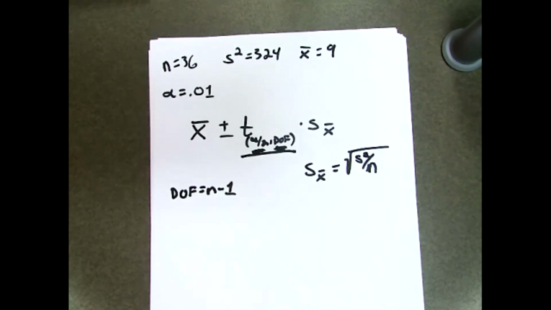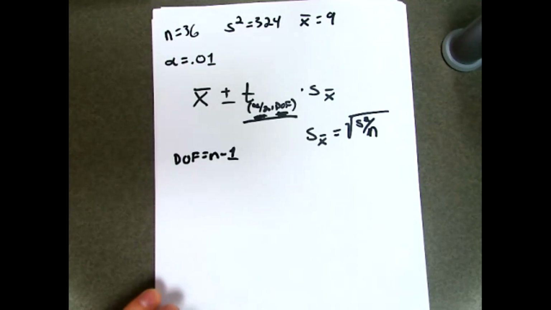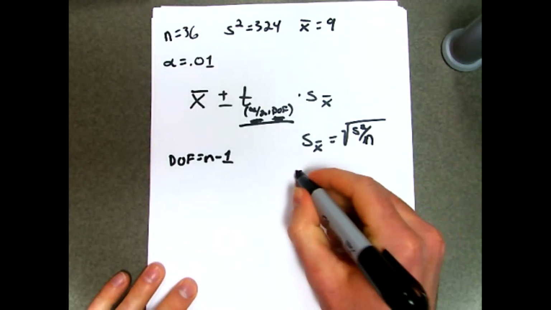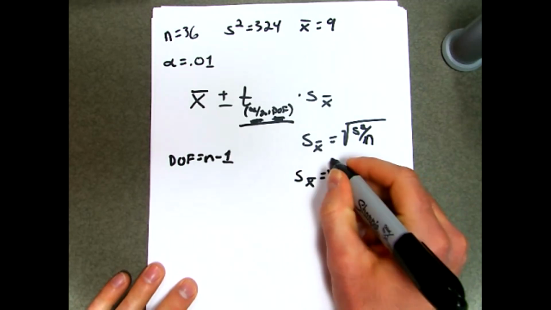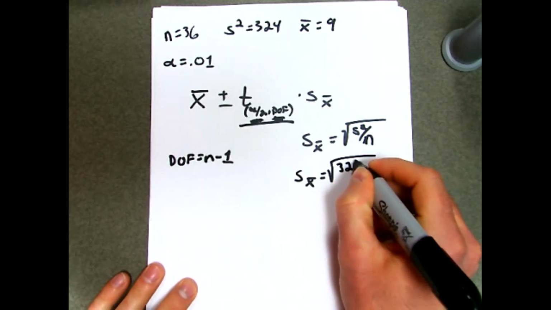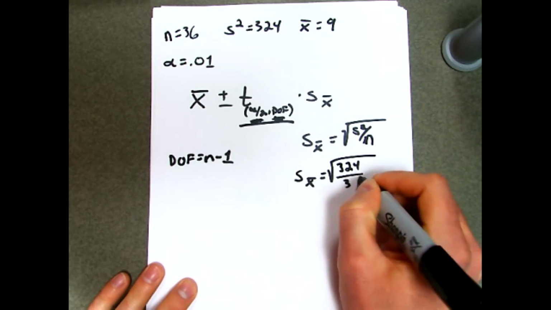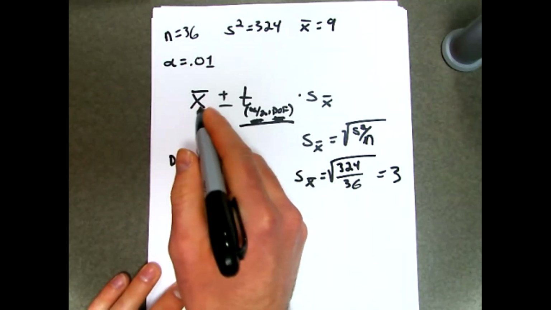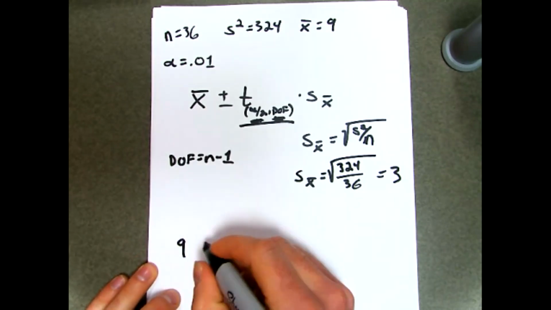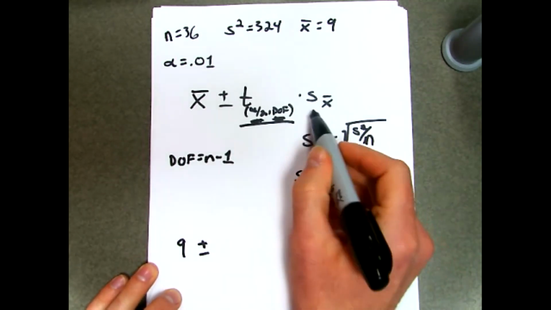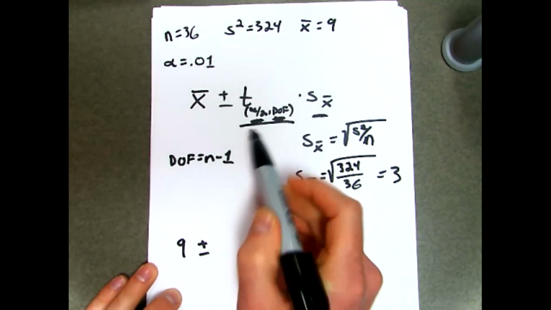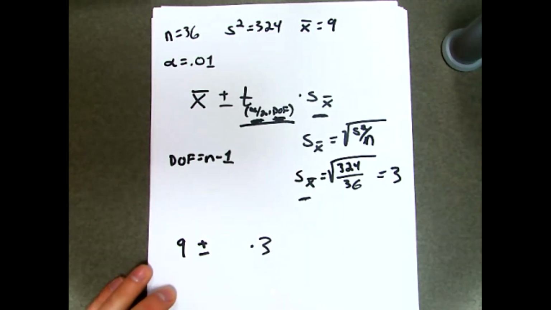Any questions before we continue with this? So we've really got everything we need. I could already do this intermediate calculation. So the square root of 324 over my sample size of 36. I think this works out to be 3. We've got our sample mean, so I could plug that in here. My standard deviation of my sample means I just calculated, which was 3. The only thing left I need to do is look up that t-value.